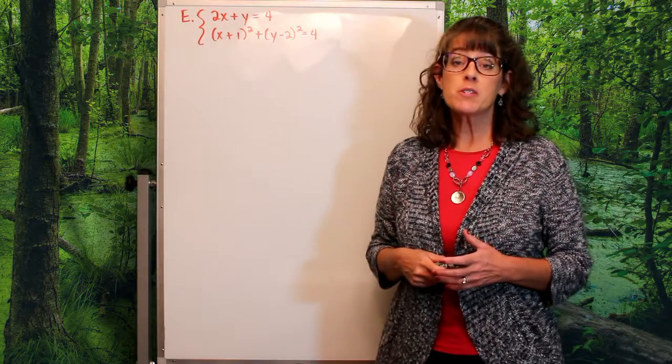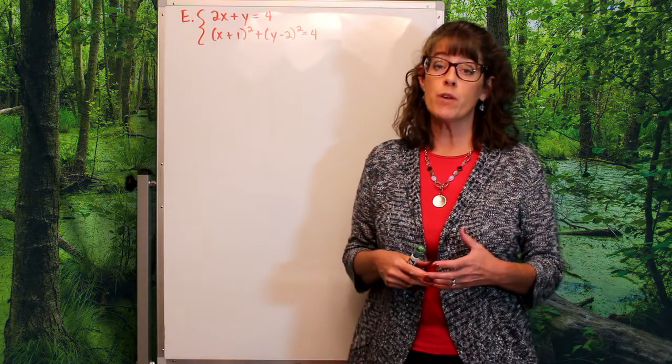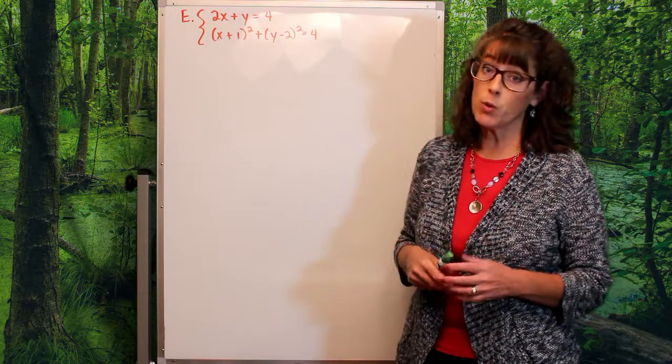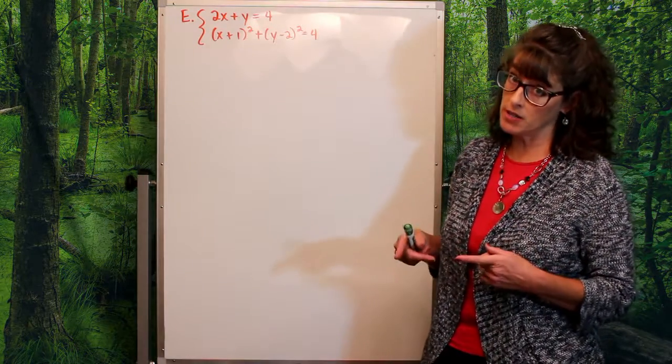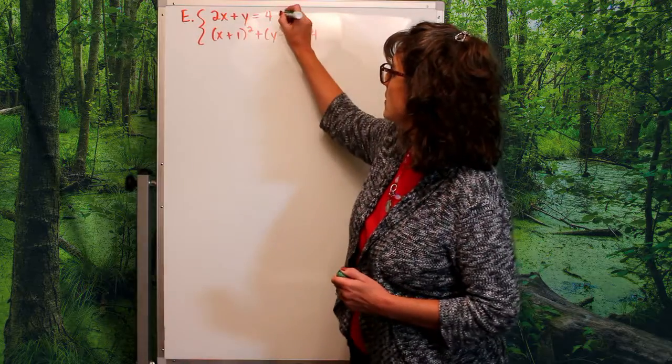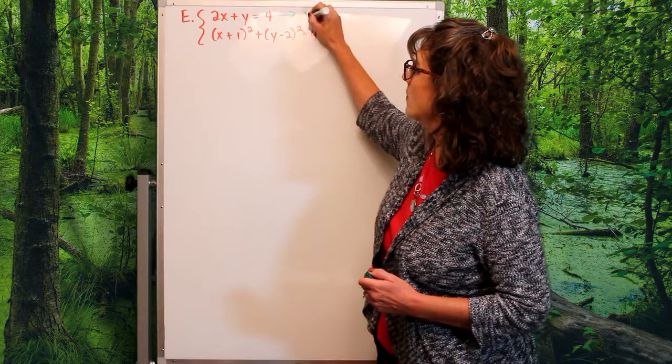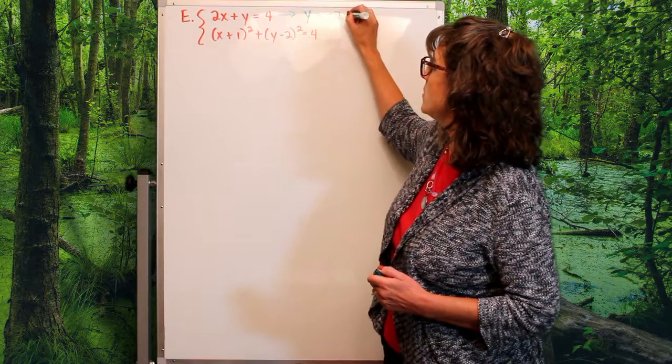And remember, with the method of substitution, get one of those equations with one variable by itself, and it doesn't matter which one you work with. I don't know about you, but it looks to me like that top one's the easiest. And it looks like the easiest thing to do is to get the y by itself. So I'm going to subtract a 2x from both sides.